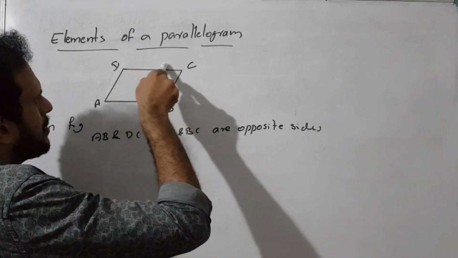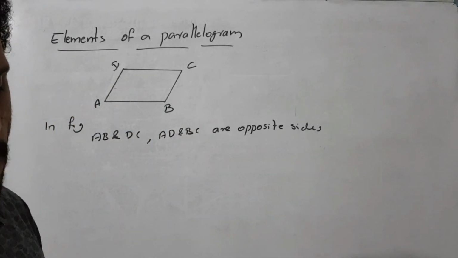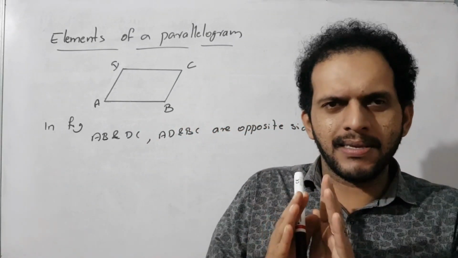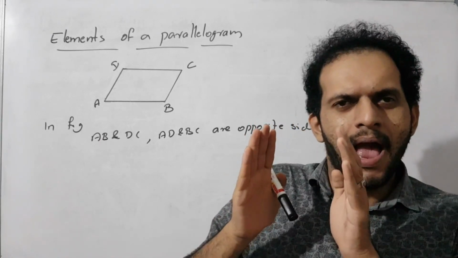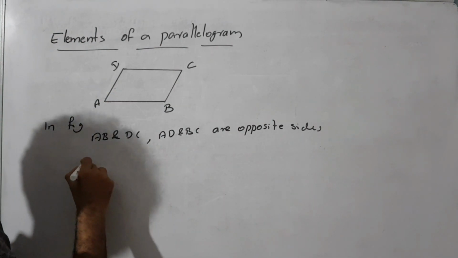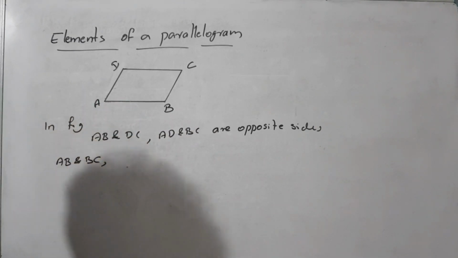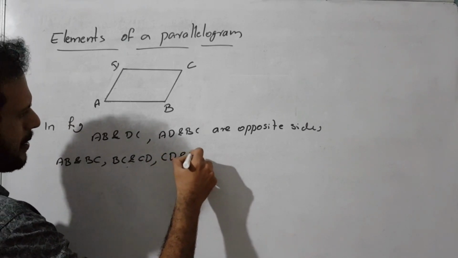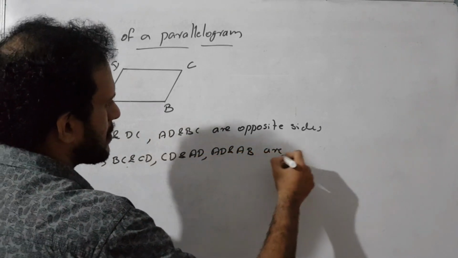BC and CD are adjacent. CD and AD are adjacent. AD and AB are adjacent. Clear? What are the adjacent sides? Adjacent sides means two sides that have a common vertex are called adjacent sides. In a polygon or in a quadrilateral, a pair of sides that have a common vertex is called adjacent. For example, in the figure, AB and BC, BC and CD, CD and AD, AD and AB are adjacent sides.